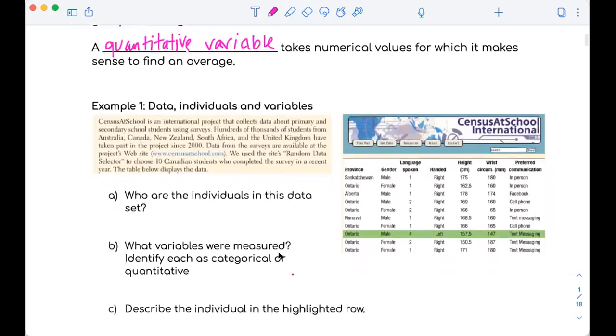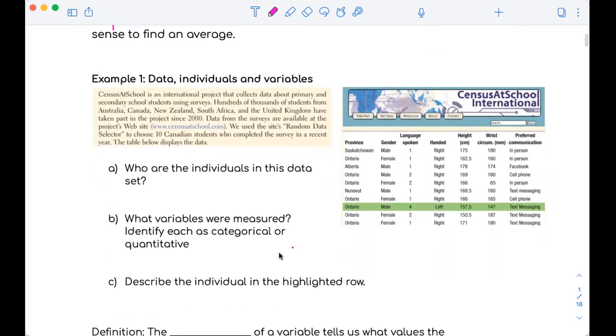So who are the individuals in this data set? Let's take some time to read it. You can pause the video and then we'll talk about each of these. When you start to answer, because I don't have a lot of room and I don't want you guys to watch me write a complete sentence, make sure that in your packet you're writing in complete sentences. So go ahead and read that, pause, read, and we'll answer the question.